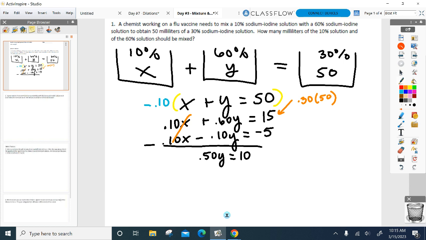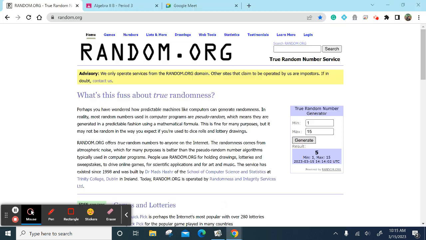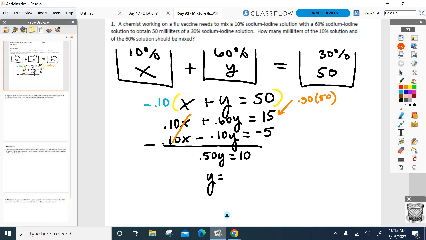So it looks like this is the 60% solution here. How much of that 60% solution did you have when you're ready? 20 milliliters. Good deal. You don't have to put the label, but.